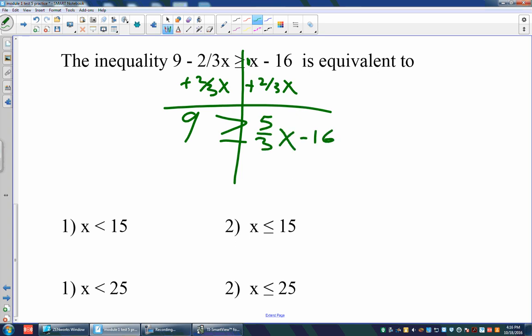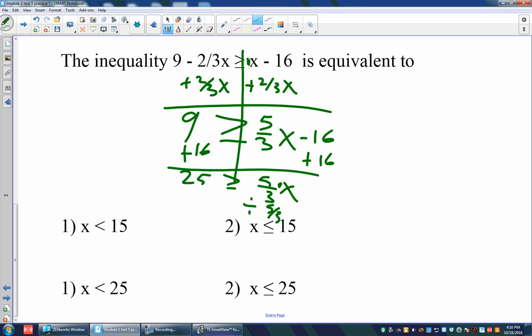5/3x minus 16. When we add 16 to both sides, we get 25 is greater than or equal to 5/3 x. Now when we divide, why am I dividing? Because there's a little multiplication symbol there. When a number and a letter are touching, that means multiply. So we're going to divide both sides by 5/3. I'm going to use the division symbol here so we don't get confused with fraction bar over fraction bar.